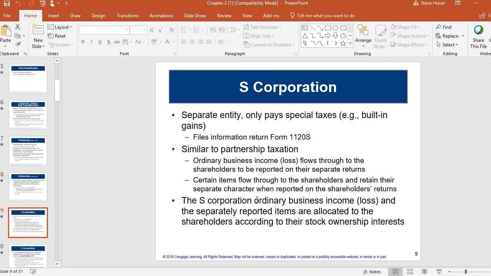Then you have an S Corp, and that just stands for Subchapter S of the tax code. It's a special kind of corporation. It's a separate entity again, but it only pays certain kinds of taxes.